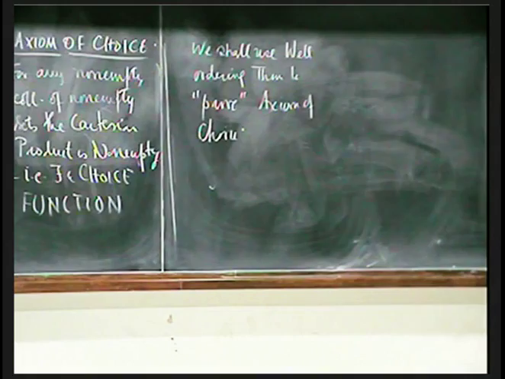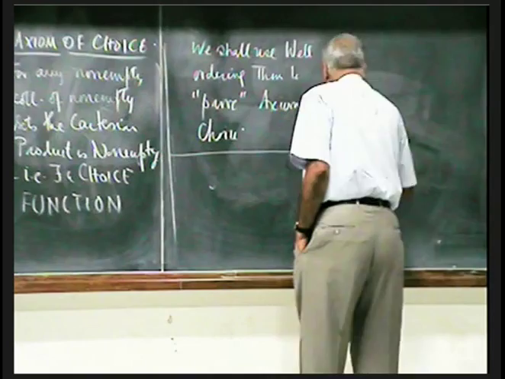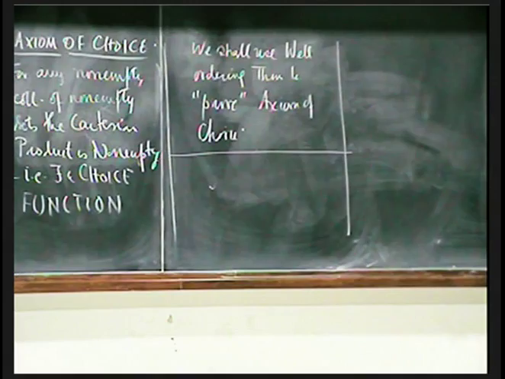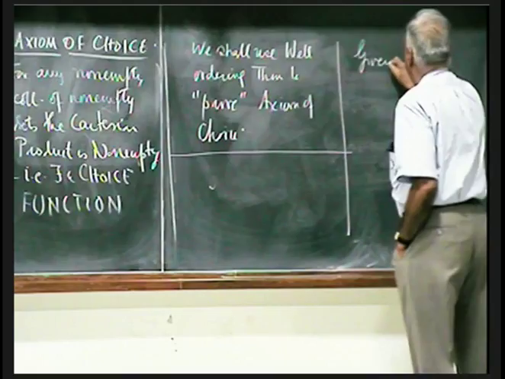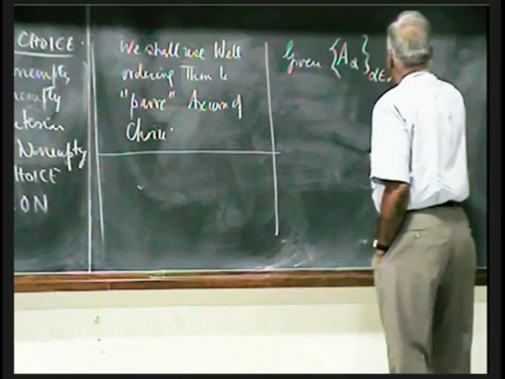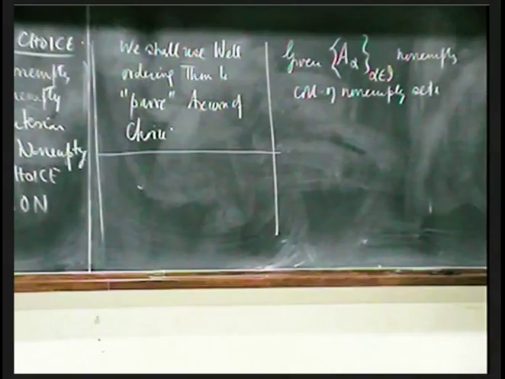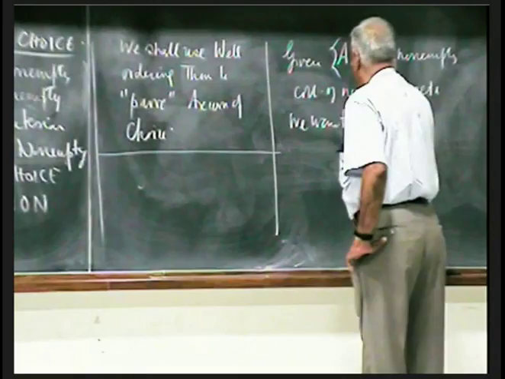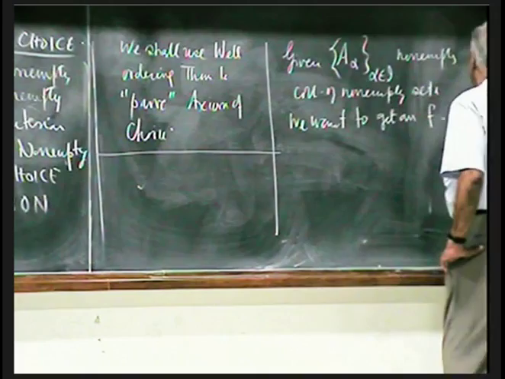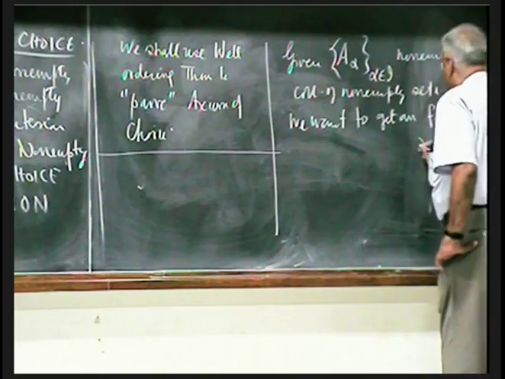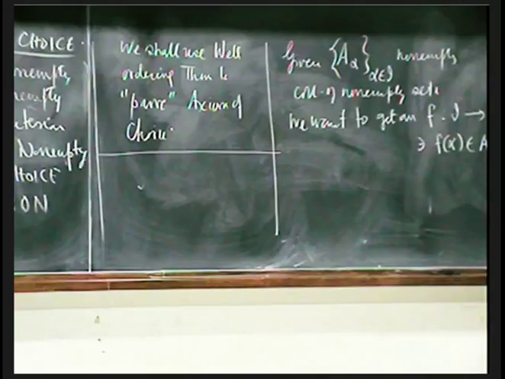So just to indicate how it works, we have a collection of sets, A alpha. We are given A alpha, alpha belonging to some index set, a non-empty collection of non-empty sets. We want to get a choice function. So we want to show there exists an F mapping I to the union over alpha of A alpha such that F of alpha belongs to A alpha. This is what is meant by a choice function. We want to get one such function.